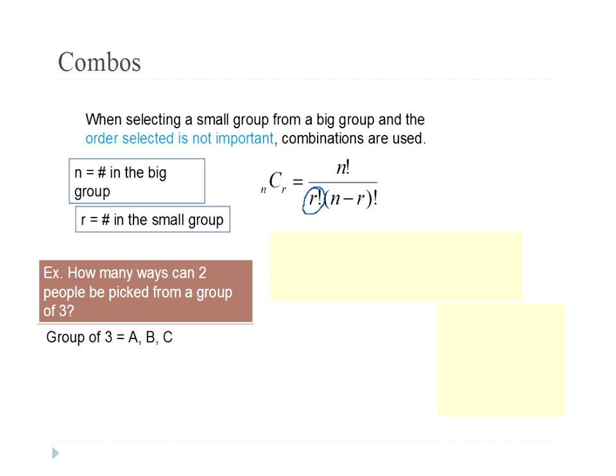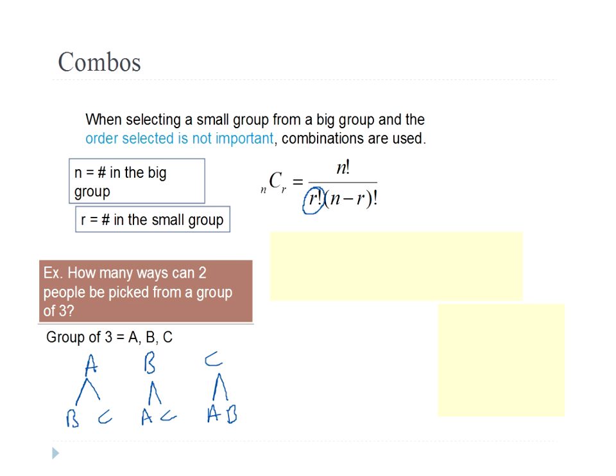So for instance, how many ways can 2 people be picked from a group of 3? Again, this sounds like the question that we had before with the president and the vice president. But what I can do here is pick my first person to be A, B, or C. My second person can be B or C. I could have A or C here. I could have A or B.